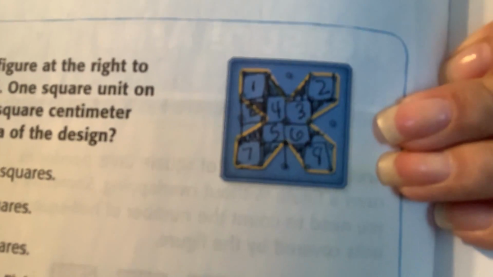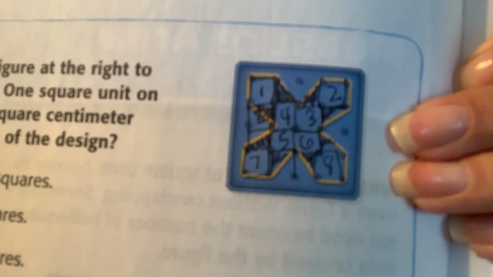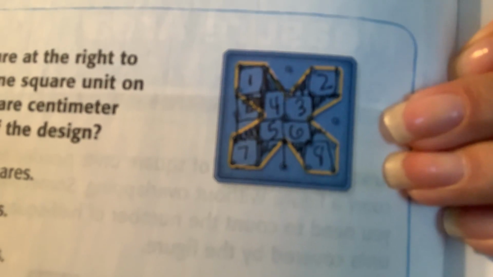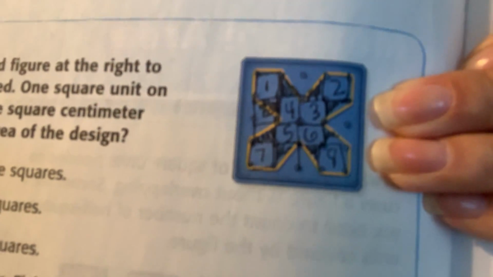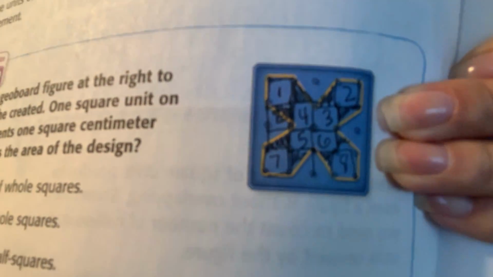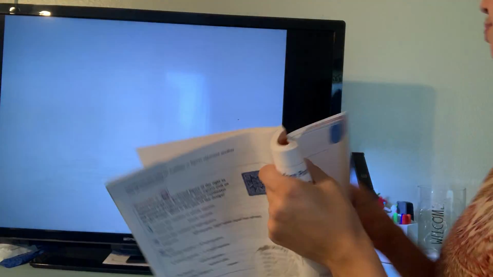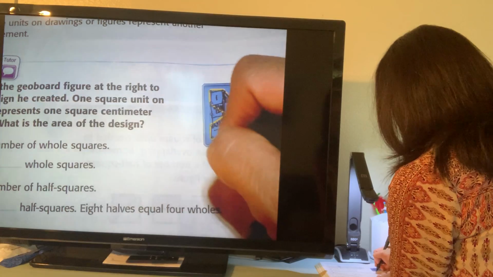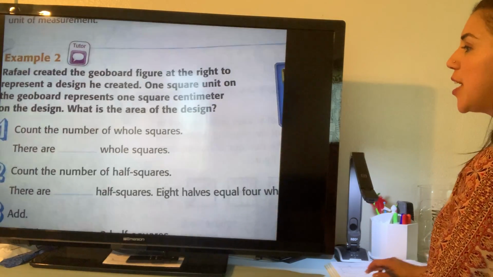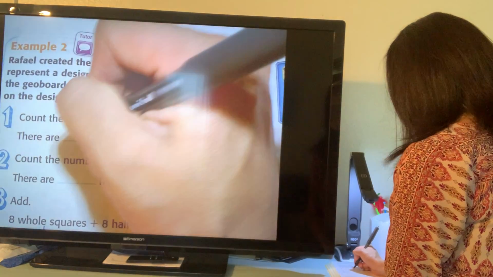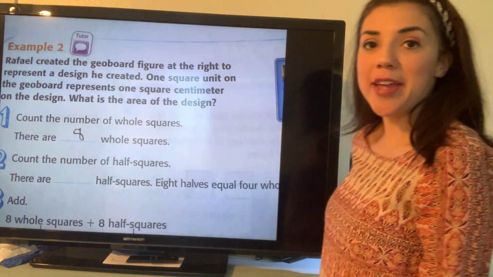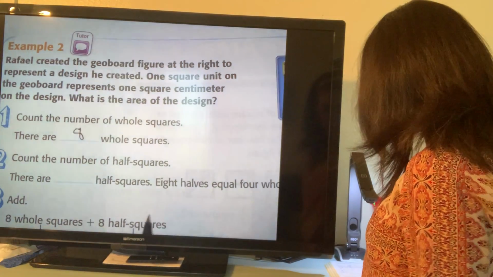So basically what I did was I found all the whole squares, numbered them, and then shaded in all of the half squares, okay? Now I know that I have 8 whole squares, so I'm going to make a note, 8, right here. Let's go ahead and write it down. Count the number of whole squares. There are 8 whole squares. And now it says count the number of half squares.